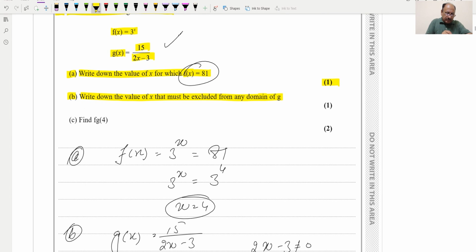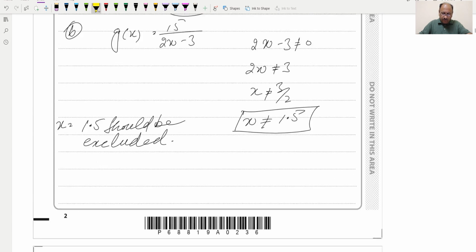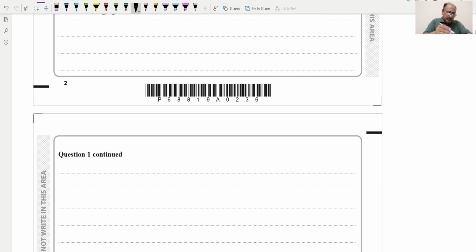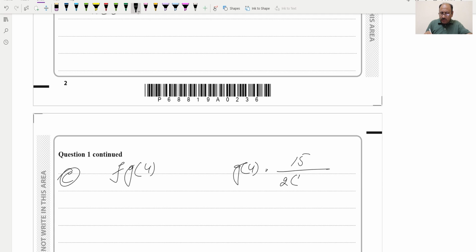Now for part c, it says find f of g of 4. So we first solve g of 4. g of x is 15 over 2x minus 3, and instead of x we will write 4, so 2 times 4 minus 3. Now we can solve this: 15 over 8 minus 3, which is 15 over 5, and this is equal to 3.